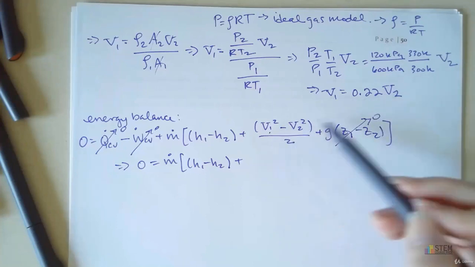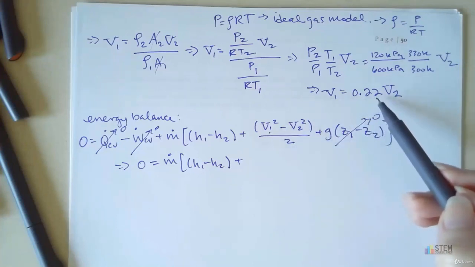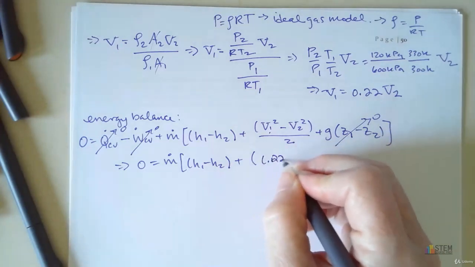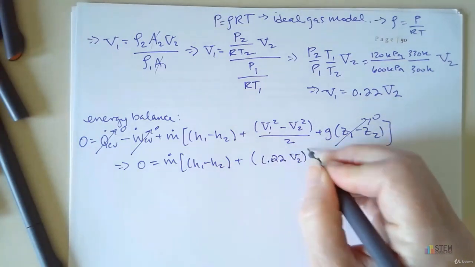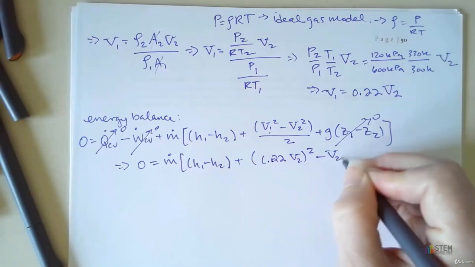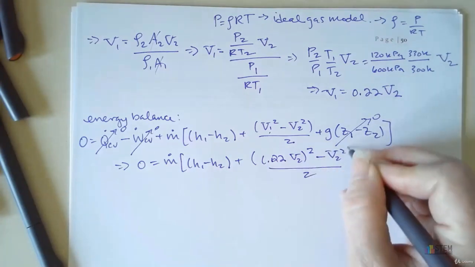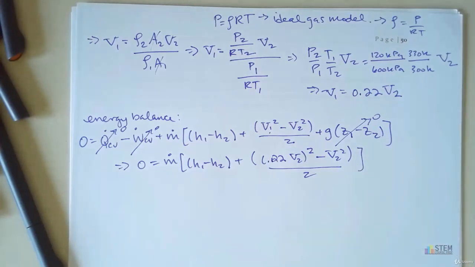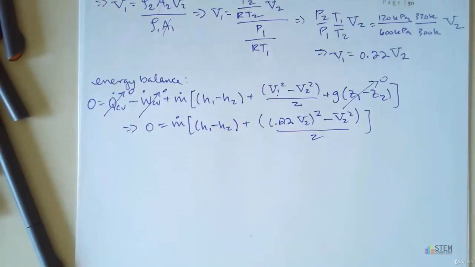Notice we have V1 here. Let's plug that equation in. So we're going to have plus 0.22 V2, square that, then subtract V2 squared, put that over 2. Okay, so now we've got that equation. So that looks good. Now let's see what we can do after that.